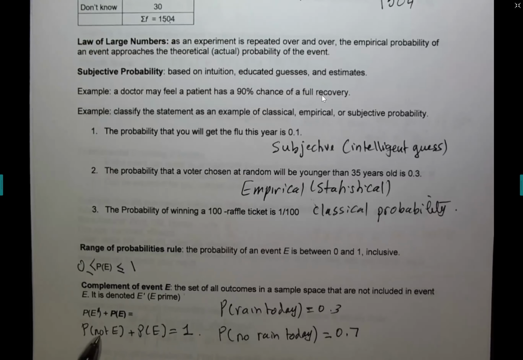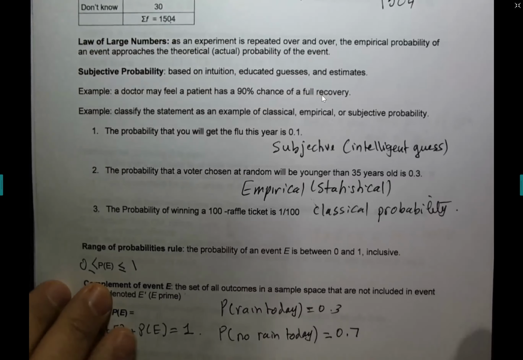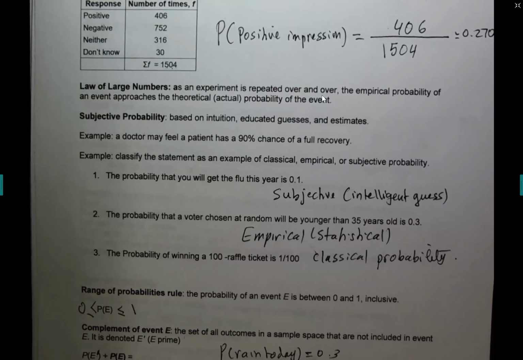The not E in the book, they use this simple E prime. E prime means not E. So if E is rain, not E is no rain. If E is snow, not E is no snow, and so on and so forth. Okay. Next.